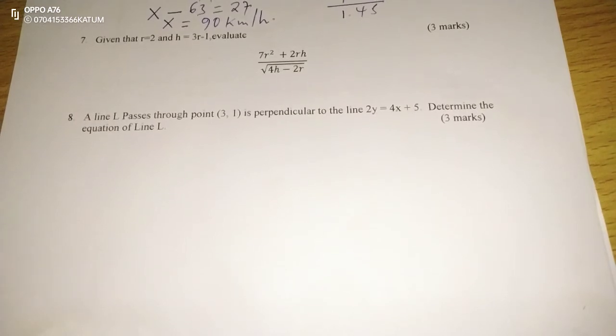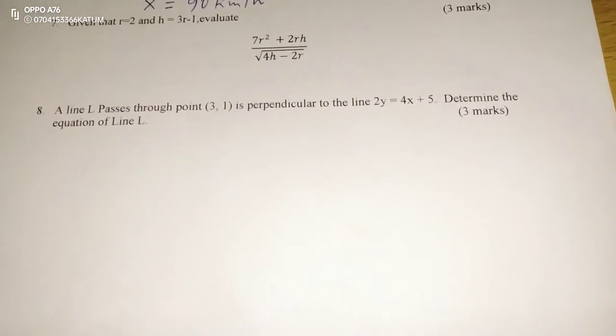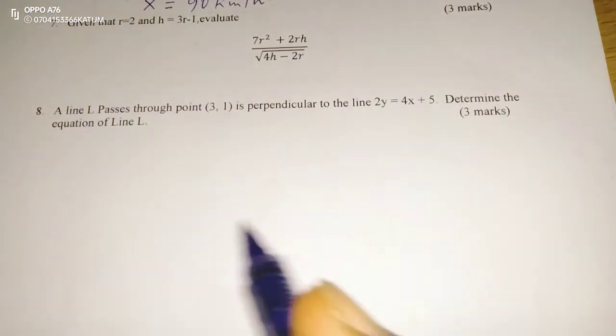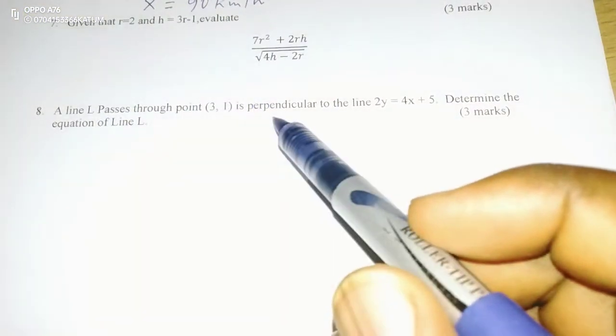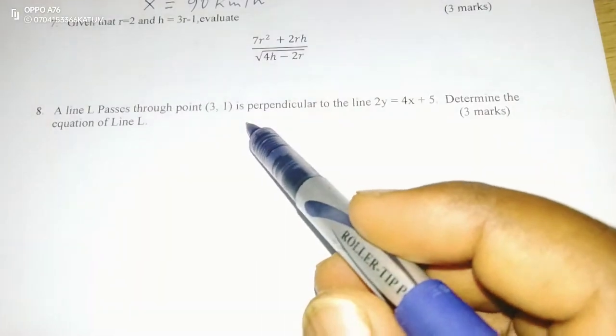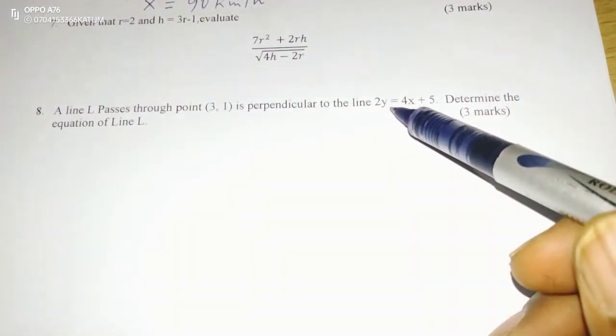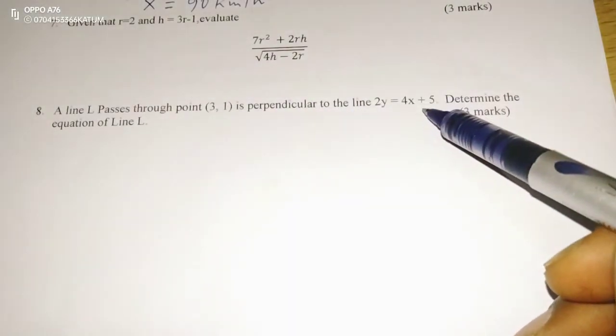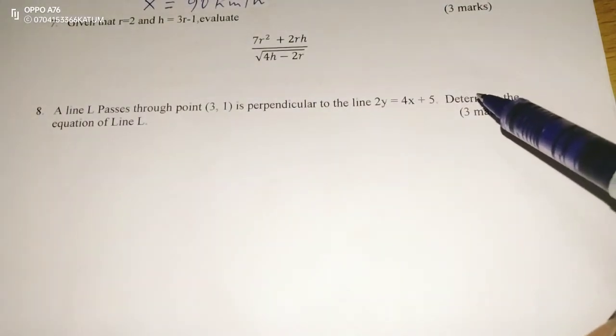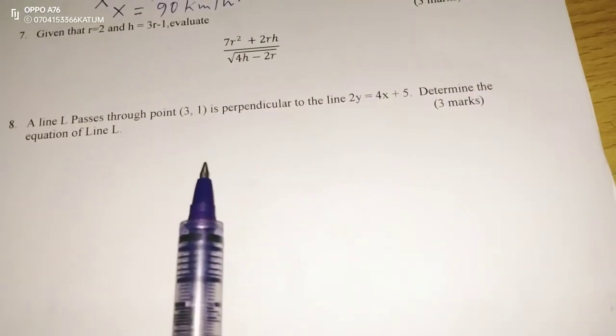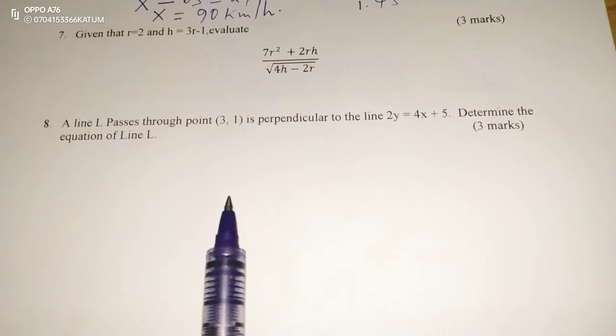So we're going to look at a question here from the equation of a straight line. A question which says that a line L passes through point (3,1), is perpendicular to the line 2y equals 4x plus 5. Determine the equation of line L.